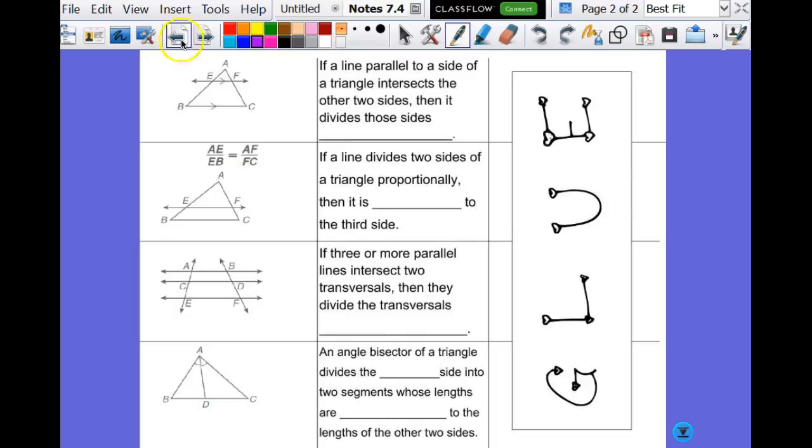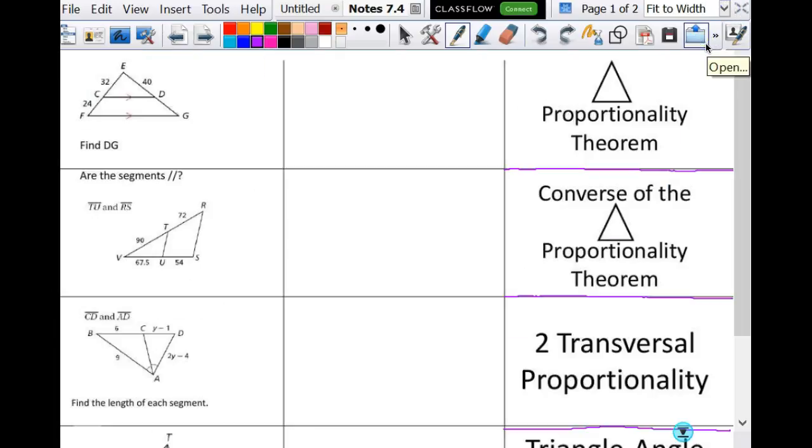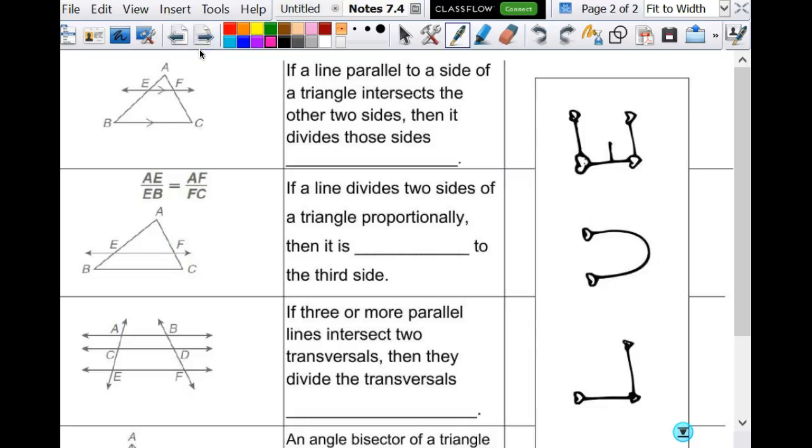Okay? So we are going to start with the triangle proportionality theorem. And this is going on page 80 in your ISN when we're finished. Okay? So what the triangle proportionality theorem says, open that little door up and we get this right here. Triangle proportionality theorem says if a line is parallel to a side of a triangle, or if a line parallel to a side of a triangle intersects the other two sides, then it divides those sides proportionally.